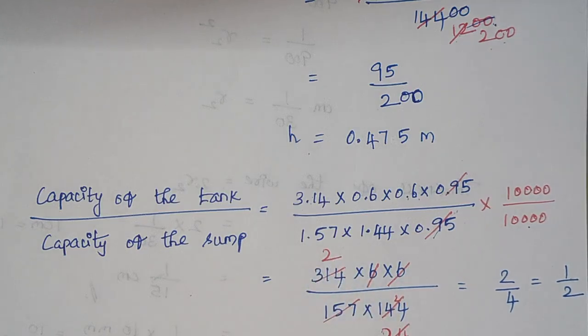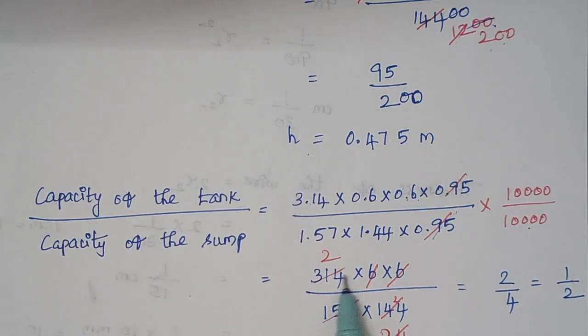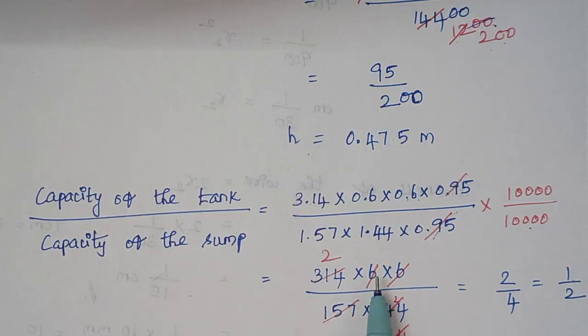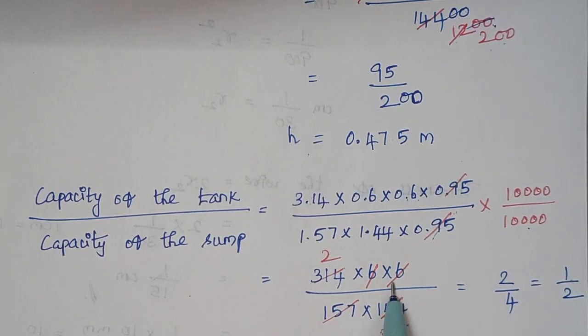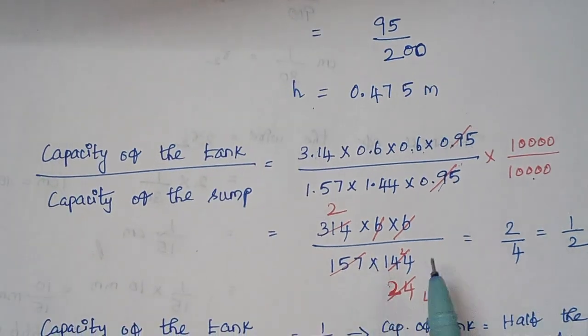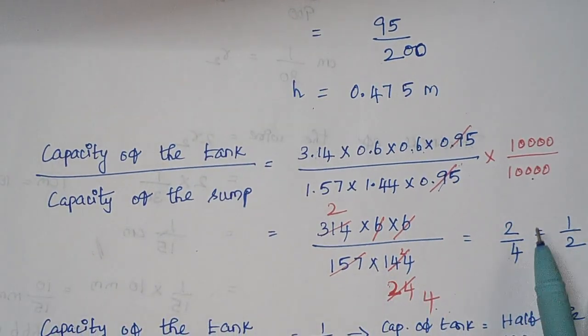Again cancel. When you cancel the common terms, finally here we end up with 2 by 4. You see 2 times 157 gives you 314, so they cancel by 2 times. And when you cancel by 6, this 144 becomes 24 first, and when you cancel by another 6, it becomes 4. So sorry, yes, 24 and 4. So finally here the answer is 2 by 4, which is 1 by 2.